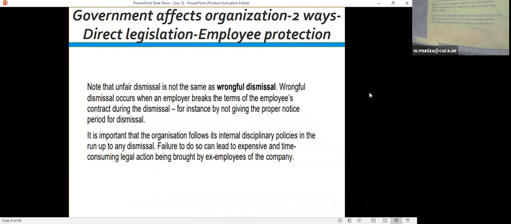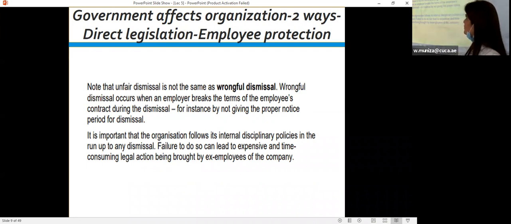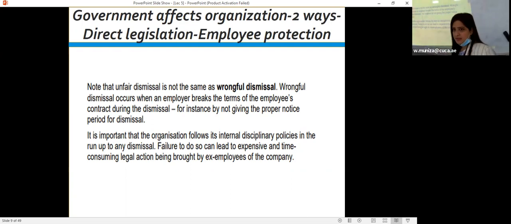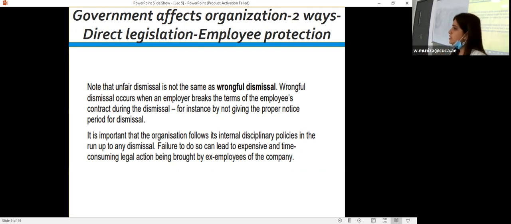Okay, now students, sometimes we say that unfair dismissal is not always a wrongful dismissal. Note that unfair dismissal is not the same as wrongful dismissal. Wrongful dismissal occurs when an employer breaks the terms of the employee's contract during the dismissal, for instance, by not giving the proper notice period for dismissal. When there are certain wrong things going on during the dismissal process, this is known as a wrongful dismissal. When the person has been dismissed but not given a proper notice period to serve the organization, this is known as a wrongful dismissal.